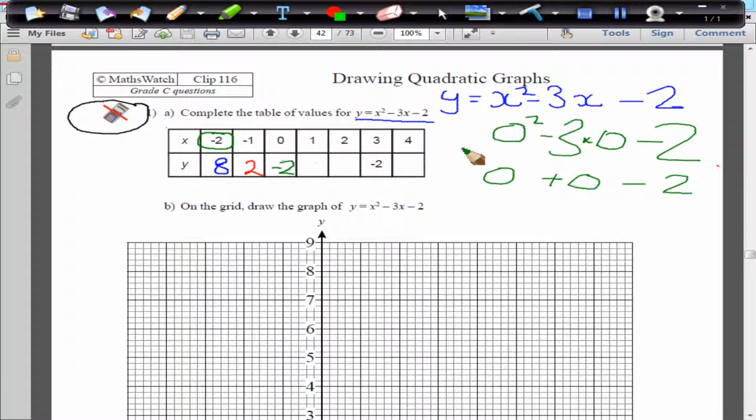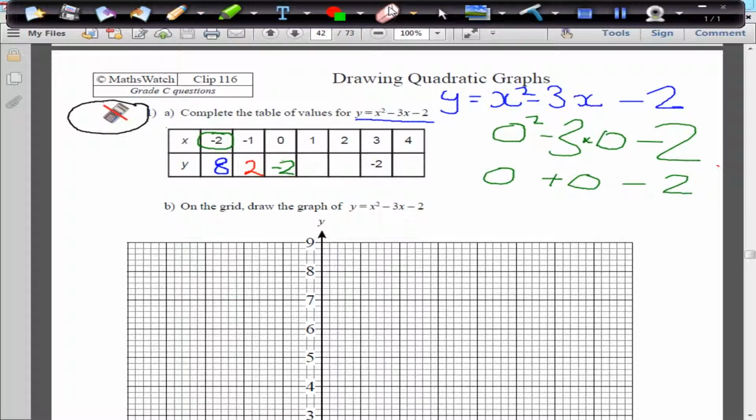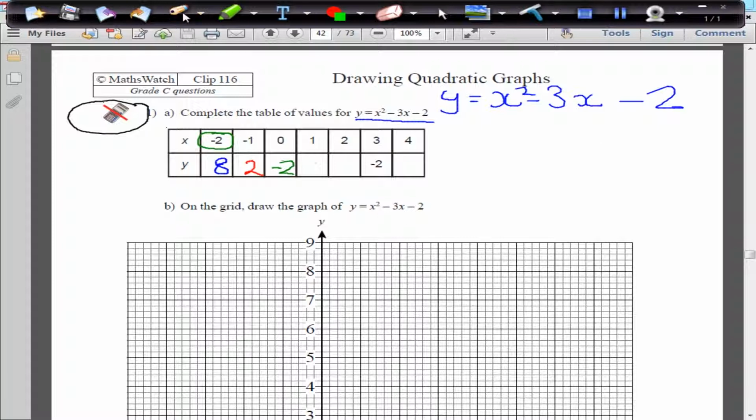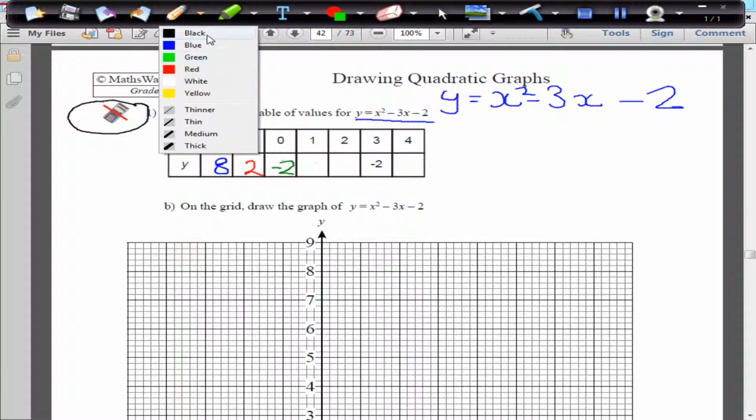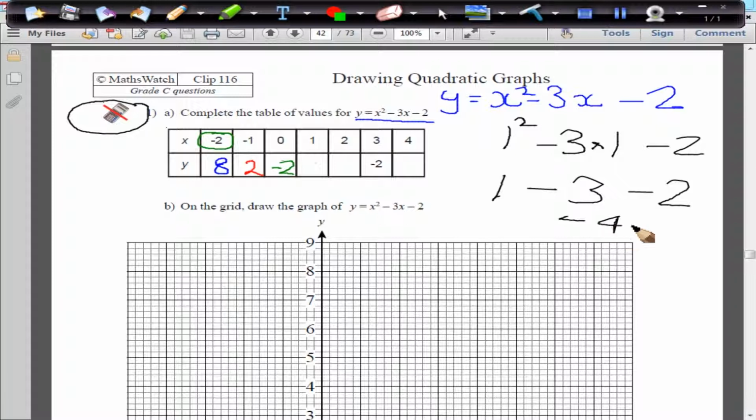Okay, now you've got to put 1 in there. We'll put the 1 in there. So you have 1 squared, take away 3 times by 1, minus 2. Where we see the x, put the 1 in there. So 1 squared is 1, take away 3, take away 2. 1 take away 3, take away 2 is 1 take away 5. What's 1 take away 5? Minus 4.